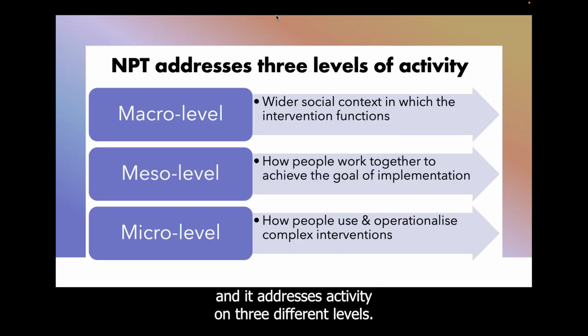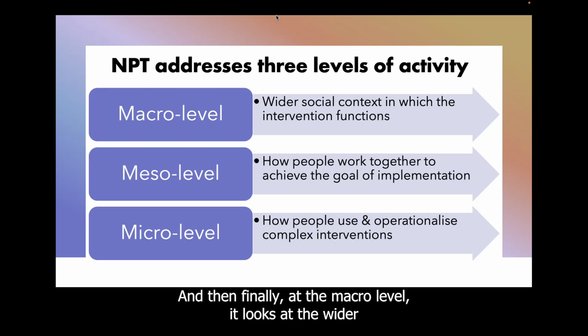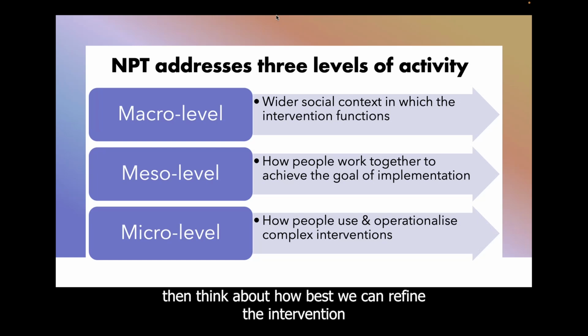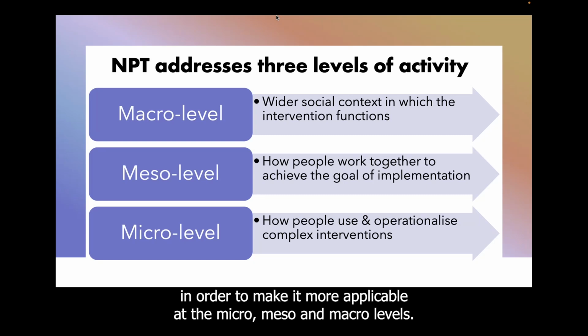And it addresses activity on 3 different levels. So at the micro level, it looks at how people use and operationalize a complex intervention. And at the meso level, it looks at how people work together to achieve the goal of implementation. And then finally, at the macro level, it looks at the wider social context in which the intervention functions. And so by understanding all of these levels, we can then think about how best we can refine the intervention in order to make it more applicable at the micro, meso and macro levels.